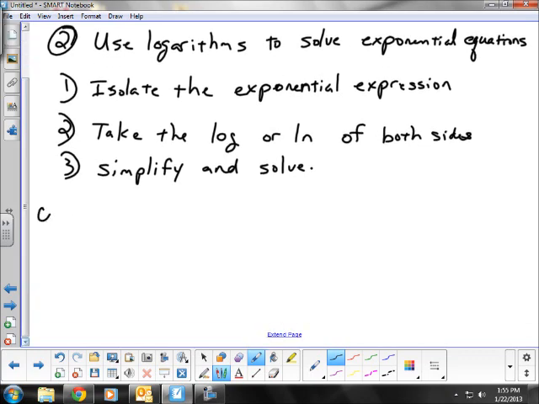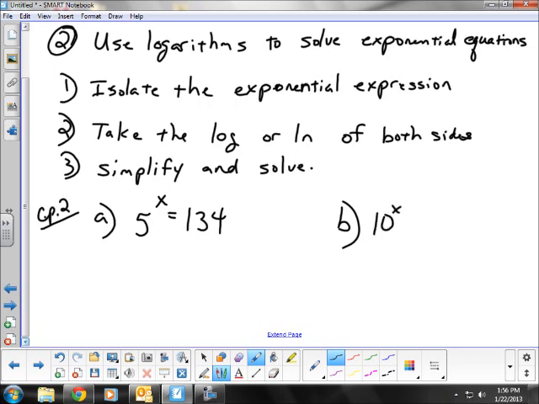So checkpoint 2. Part A says 5 to the x is equal to 134. Part B, the second problem they want us to do there, is 10 to the x is equal to 8,000.